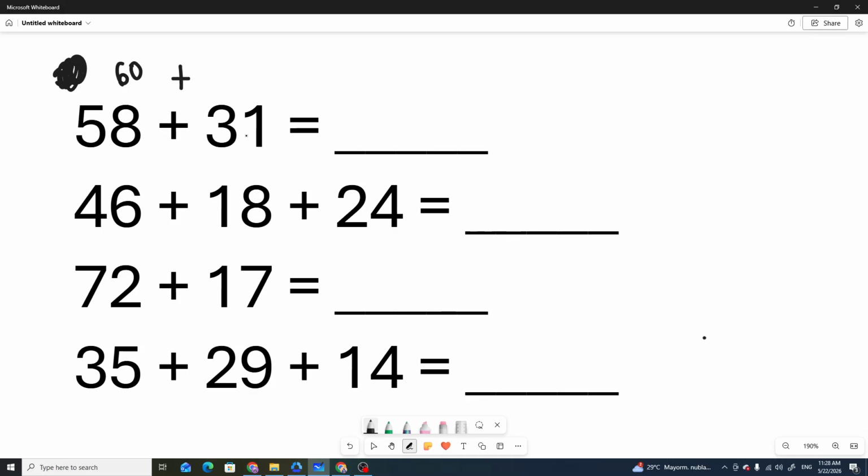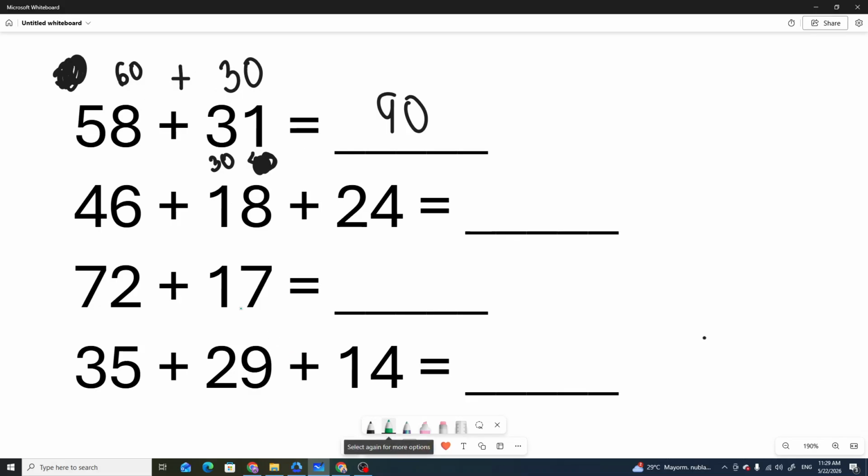Plus, now I see the number 31. It's between 30 and 40, right? So now it's closer to 30. So now I have two compatible numbers and it's very easy to add them up. Like 60 and 30, it gives me 90. I just have to do 6 plus 3, which gives me 9, so 90.